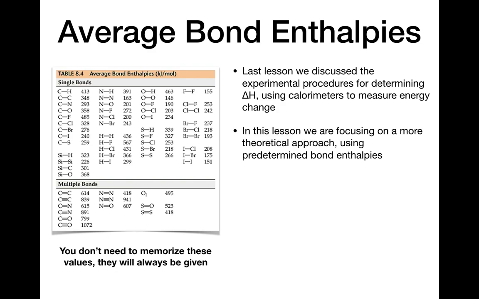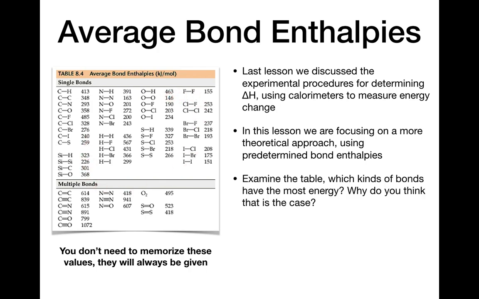But today we're talking more theoretical. We're using the bond enthalpies that have been predetermined. These are the average bond enthalpies, and they have been calculated meticulously by many, many chemists in many, many labs. They calculate them many times with very precise equipment, and they take the average of all these different kinds of bonds.